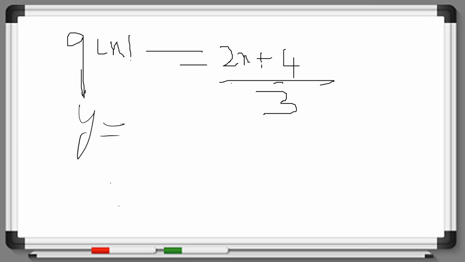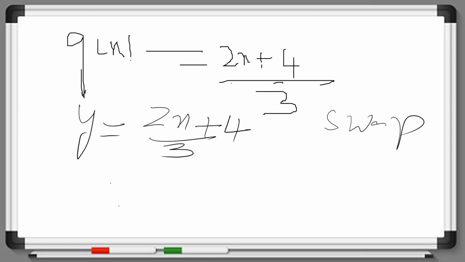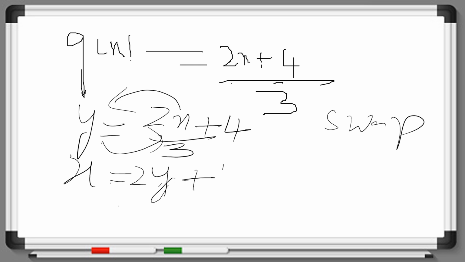Okay, boys, see here, g at x is y. y is equal to 2x plus 4 by 3. Okay, the first step. Then in place of g at x, I have written y. Then I will swap. The next step is swap. So in place of y, I will write x, and in place of x, I will write y. x is equal to 2y plus 4 by 3.